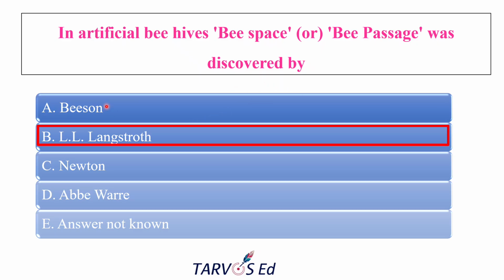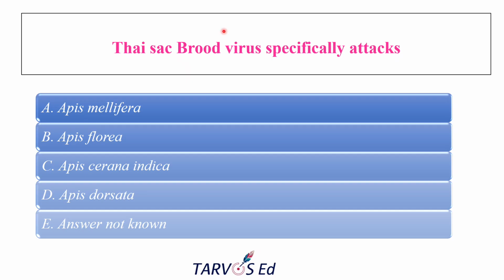Okay. And Beeson, he was an Indian entomologist and worked as a forest entomologist. So he didn't discover the bee space and all. And Newton, he had nothing to do with apiculture. And Abbe developed the microscope, but he used the principle of this bee space discovered by Langstroth, but he didn't discover anything related to apiculture. So the correct answer is Langstroth. The next question is, Thai sac brood virus specifically attacks.